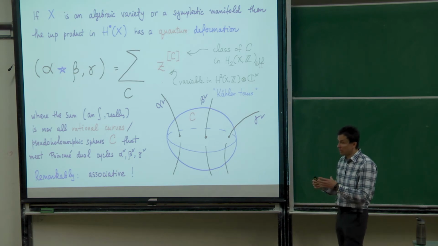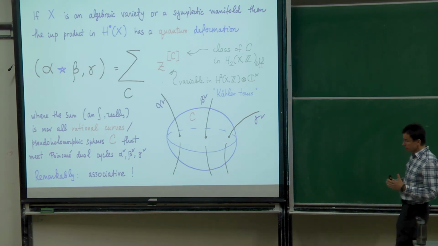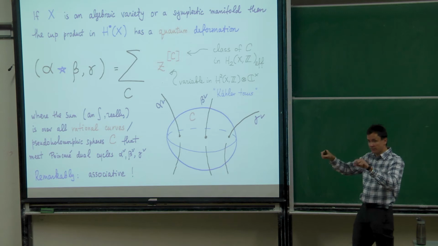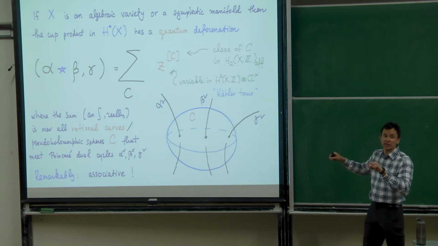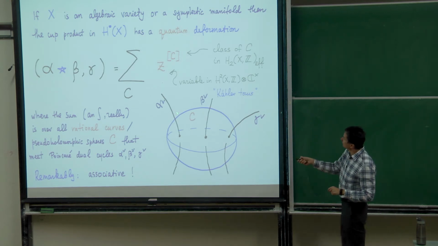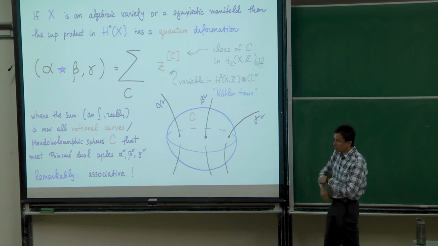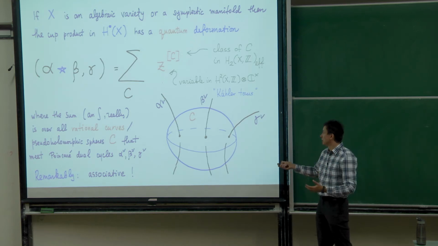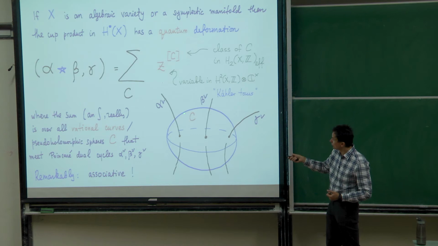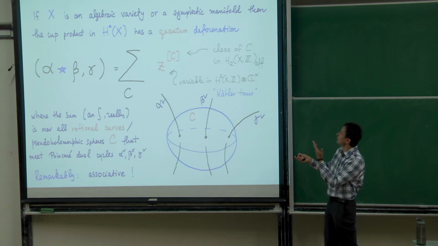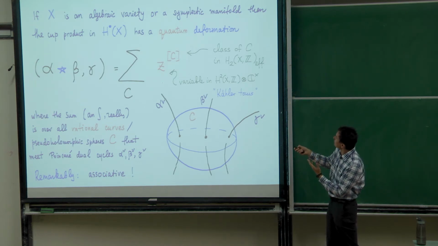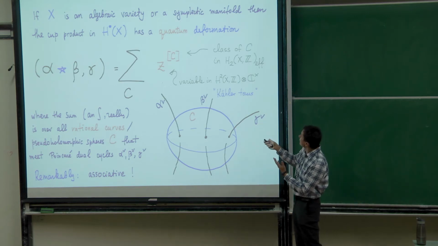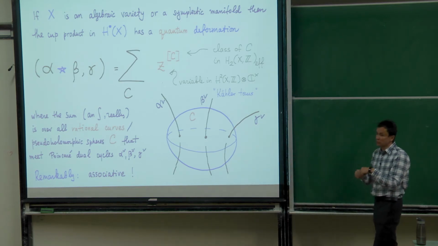These are the structure constants of my product. They are given by counts of all rational curves that meet the three corresponding cycles, where you record the data of the degree. You sum over curves of all possible degrees, and you record the degree of the curve by a new variable. You give yourself a new variable that really belongs to the group.